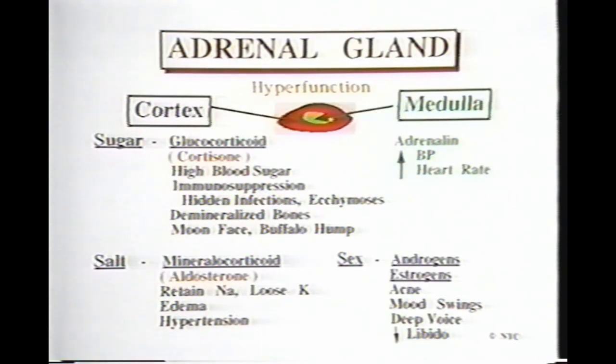If we move on and think about what would be too much of the salt hormone, too much aldosterone, they will retain sodium and lose potassium. So their blood pressure will go up, they'll get edema, fluid retention, and they would be at risk for cardiac dysrhythmias from the potassium imbalance. As if that weren't enough, with the sex hormone, we're going to see things like acne, mood swings, a deepening voice, particularly in women. Women tend to get facial hair, and oftentimes even changes in libido or sex drive.